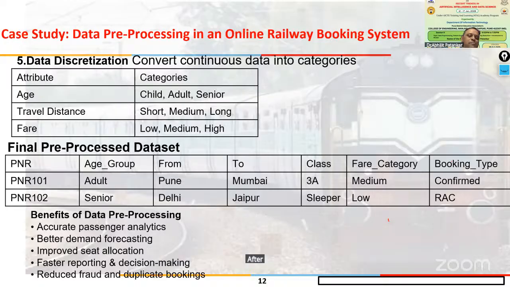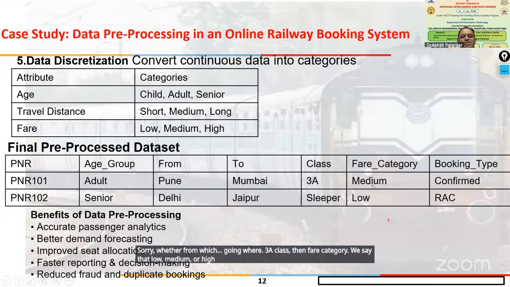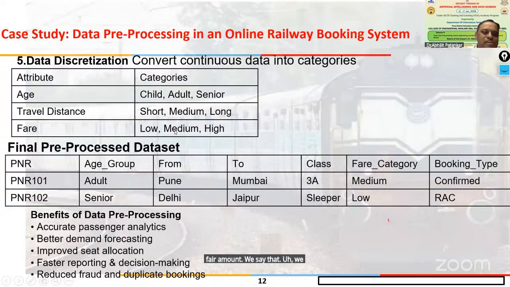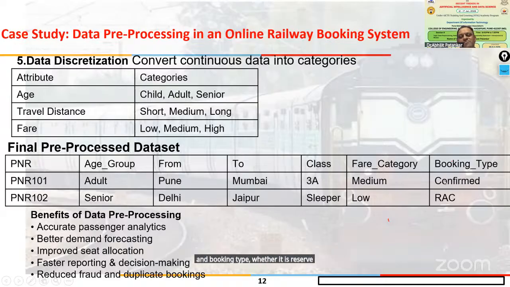After doing all this pre-processing, how will the data look? See, PNR value, age group, whether adult or senior, going where, 3A class, then fare category, where we say low, medium or high. Instead of displaying the fare amount, we categorize it between some parameters. So we say that it is medium, and booking type, whether it is reserved or confirmed.